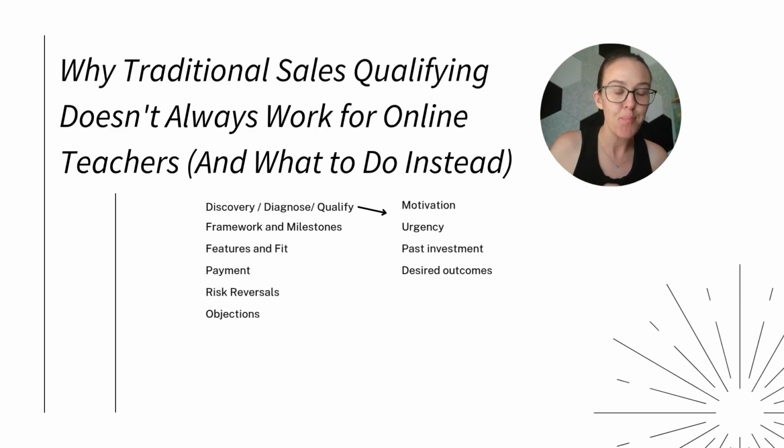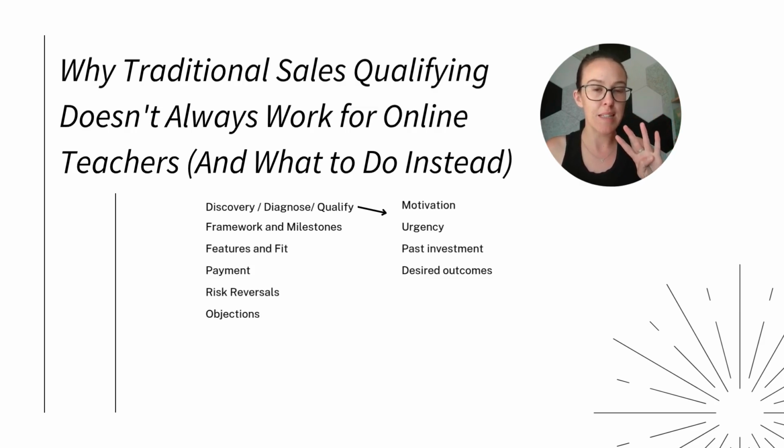Listen up. So in traditional sales qualifying, there are 4 things that you need to hit, and 4 major questions that you need to ask. So I've listed those 4 things in the second list here. They are motivation, urgency, past investment, and desired outcomes.